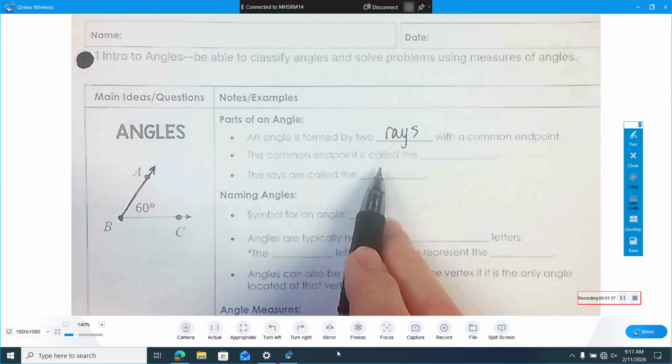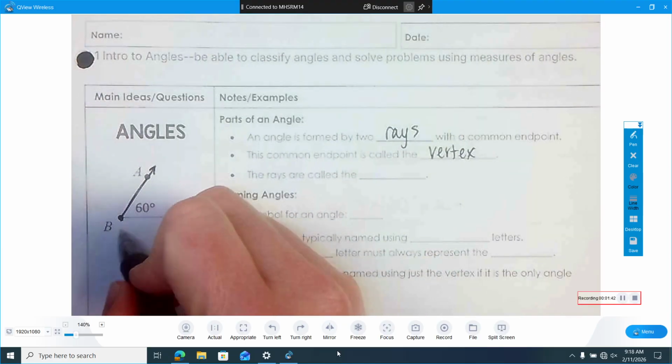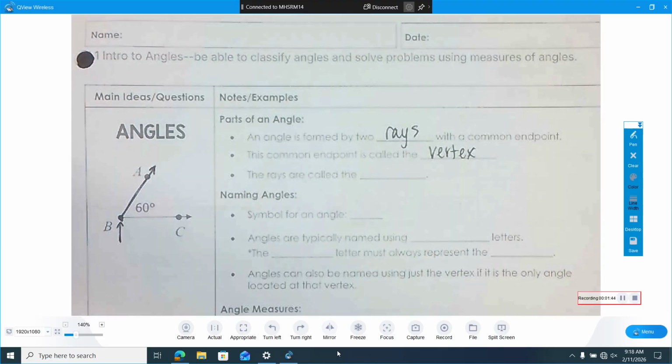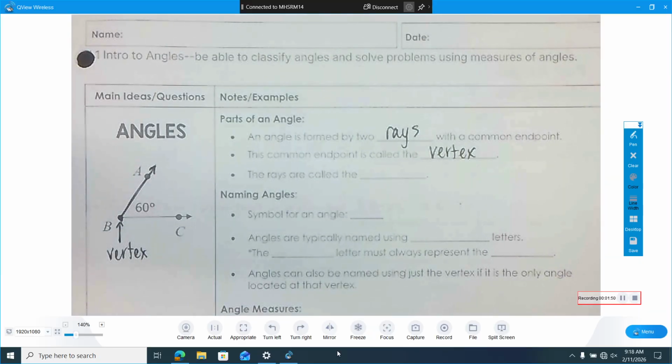This common endpoint is called the vertex. So right here, this endpoint that my two rays have in common is called the vertex. And this is the point on the angle where it sort of opens up. It sort of swings open. It's sort of the hinge point, okay? So where it hinges and changes and grows, that's the vertex. So where it's opening up from.